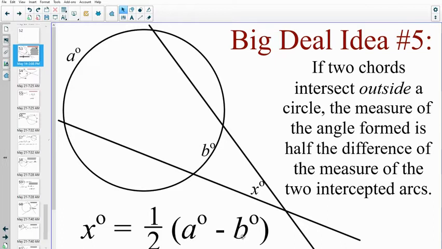The only detail to talk about here is that when the intersection is over here, the two arcs that are formed, I'm not always going to have a label of A and B on them. You may have to figure out which one to subtract. Well, just take the big one minus the small one. Always take the bigger arc minus the smaller arc. This is always a positive number. And then you'll take half that to find this angle.